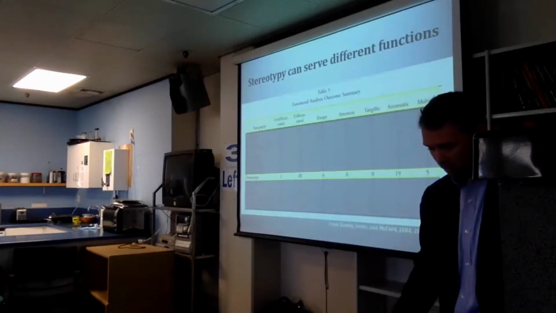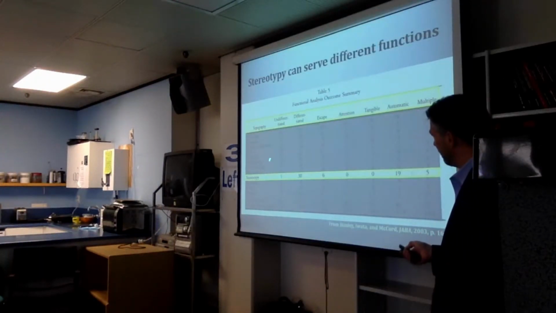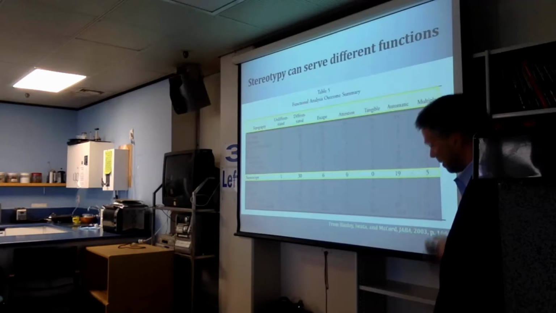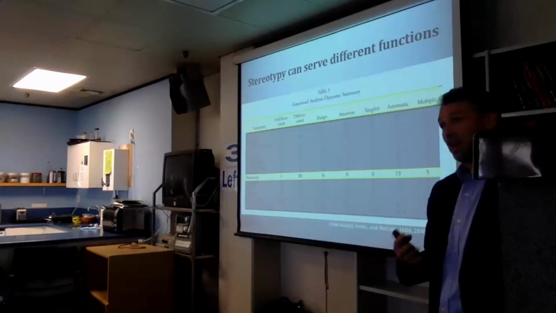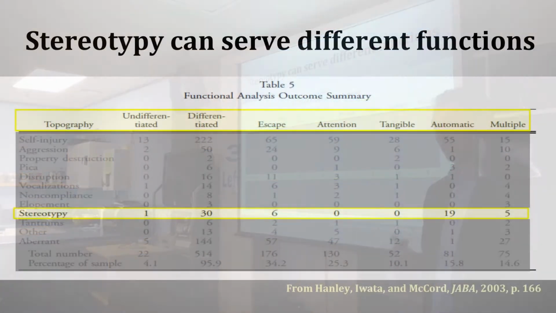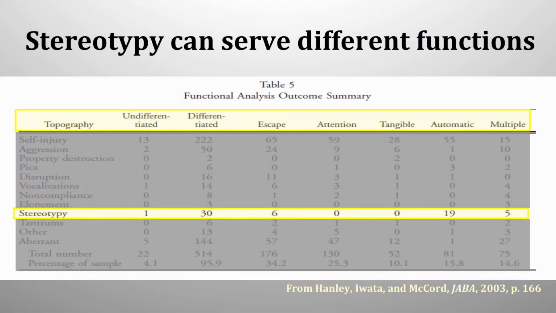But I just want to put a little cautionary tale out there. When we reviewed the literature, this is dated, but about 15 years ago, we reviewed all the functional analyses of stereotypic behavior that had been published to date. We actually found that a fair amount of stereotypic behavior appears sensitive to social reinforcers.